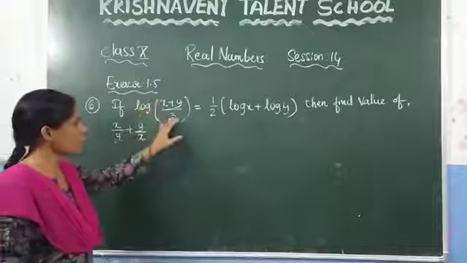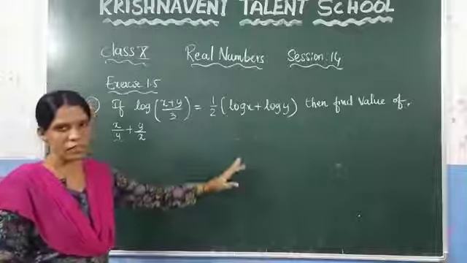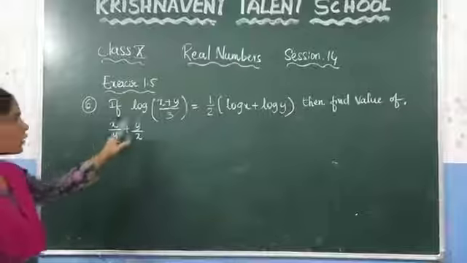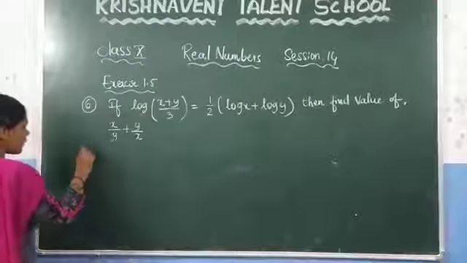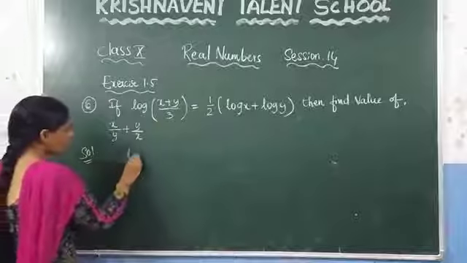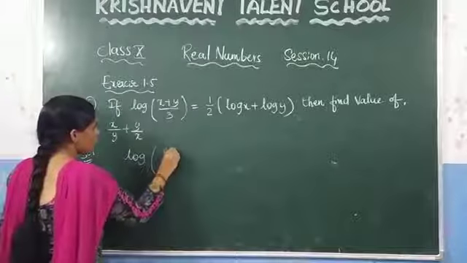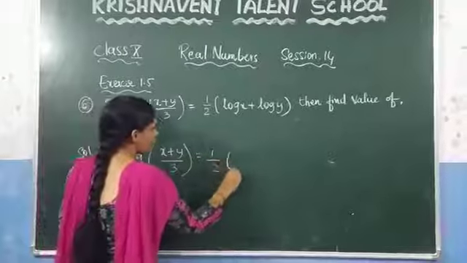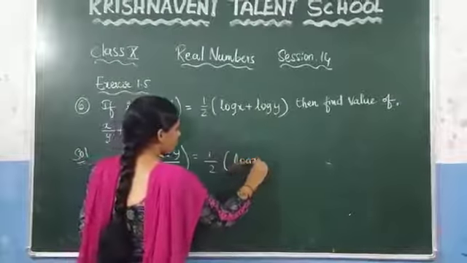log (x plus y)/3 is equal to half of (log x plus log y). You need to find the value of x/y plus y/x. That means, what is given here? This is the condition they have given: log (x plus y)/3 is equal to half of (log x plus log y).